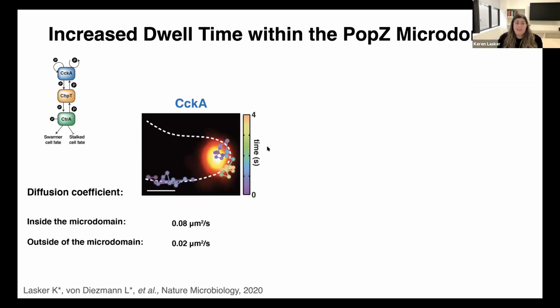We also saw that now we move to do more detailed imaging for the dynamics of those three proteins with respect to POP-Z. We saw that although CCK molecules that are inside the POP-Z microdomain are mobile, they do have a reduced diffusion inside the microdomain, but they still move.